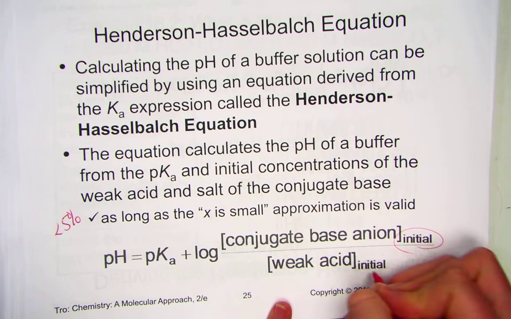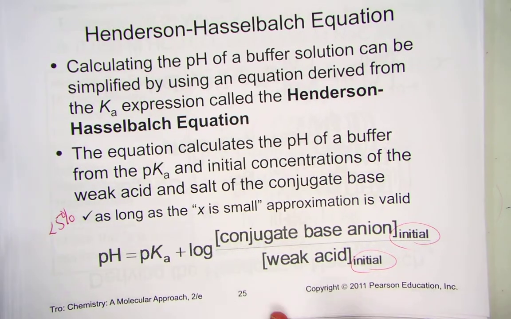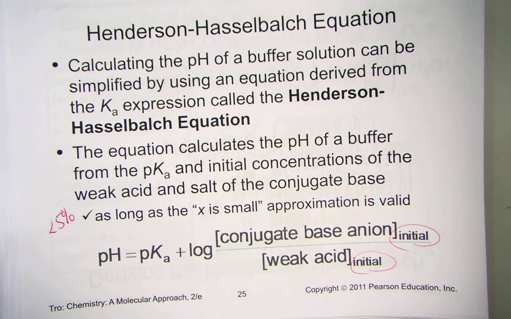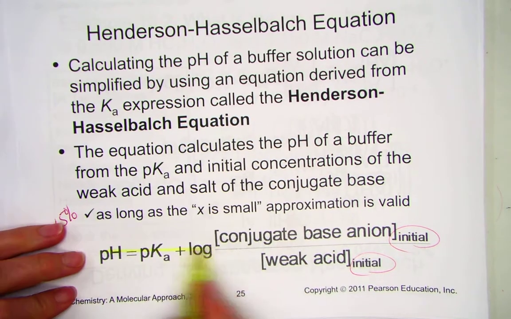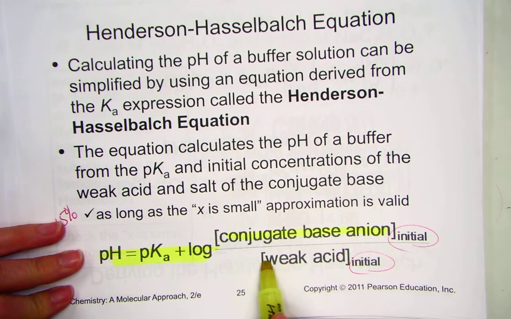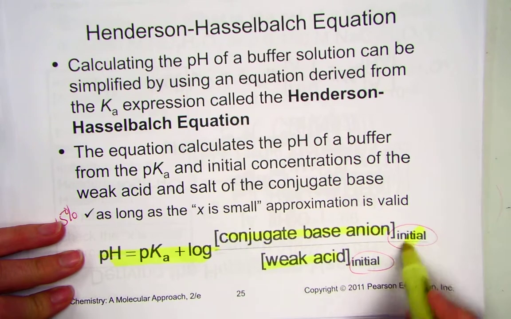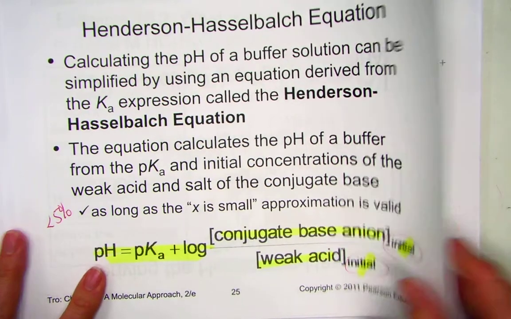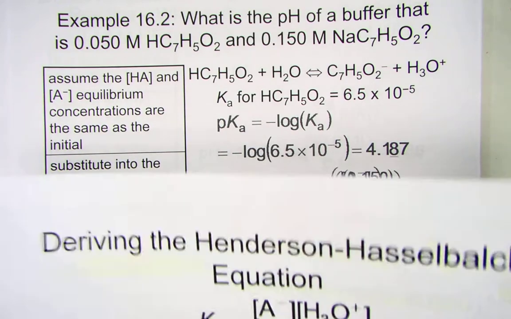And notice what makes this unique? We're tossing out x anyway, so why bother to do the ICE chart? Take the values from the initial conjugate pair and plug that into the Henderson-Hasselbalch equation. pH is equal to pKa plus the log of the ratio of base over acid. It's the initial line from the ICE chart. Leave that equation handy. Let's take a peek at an example.